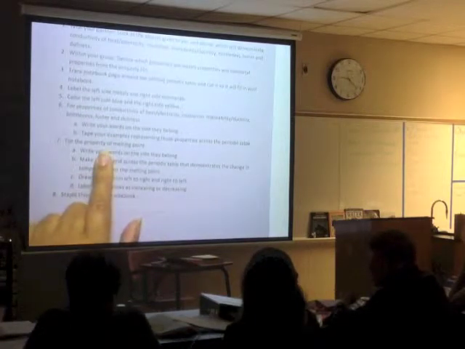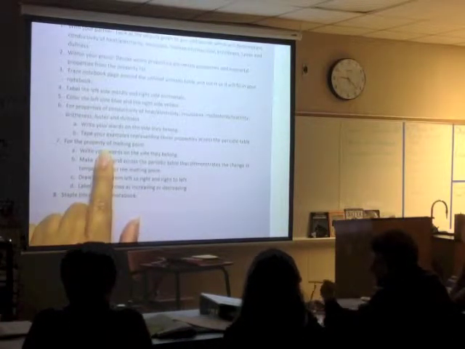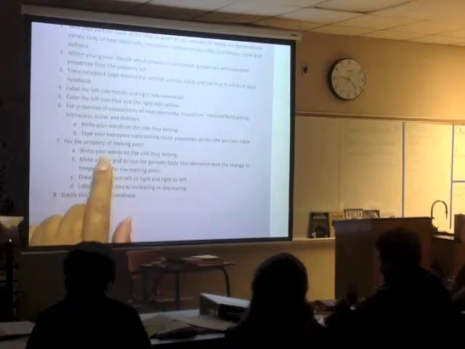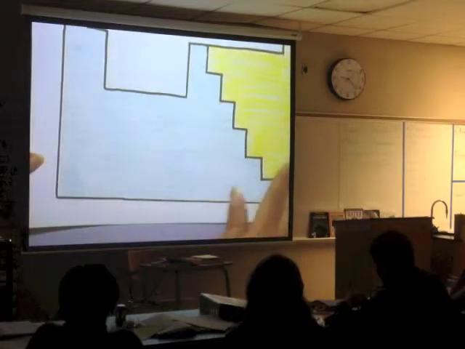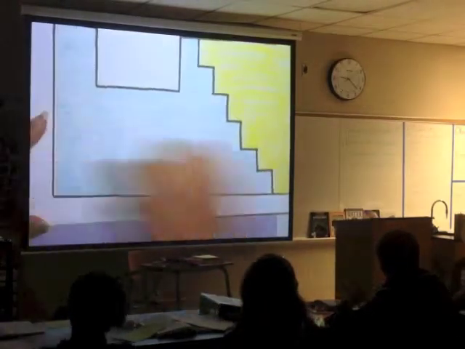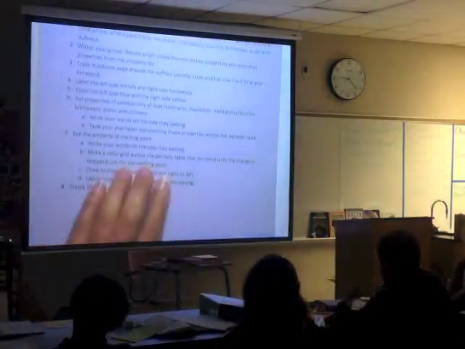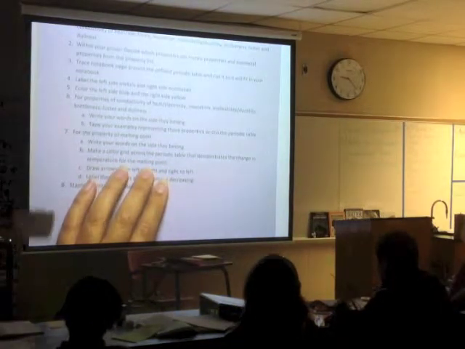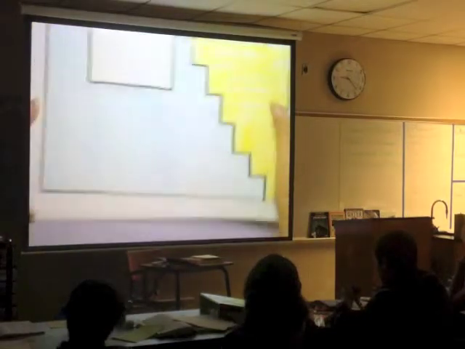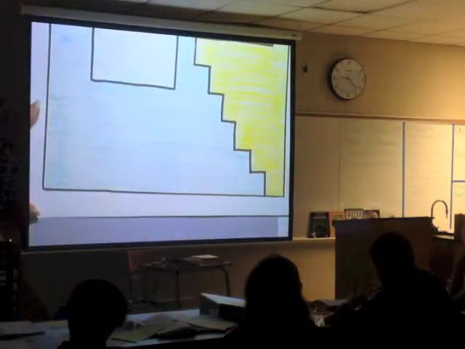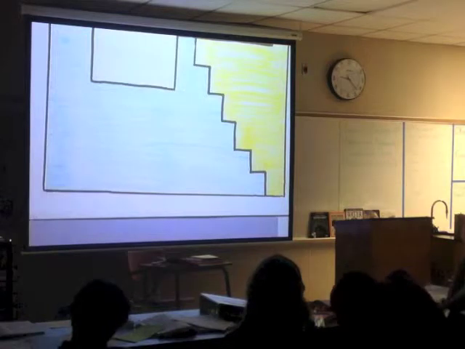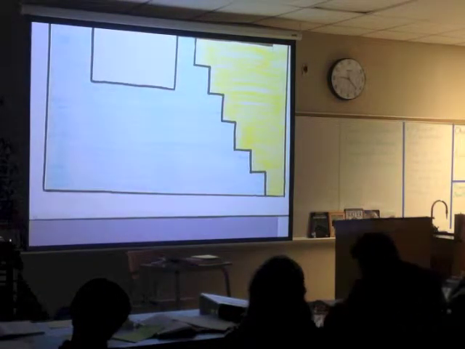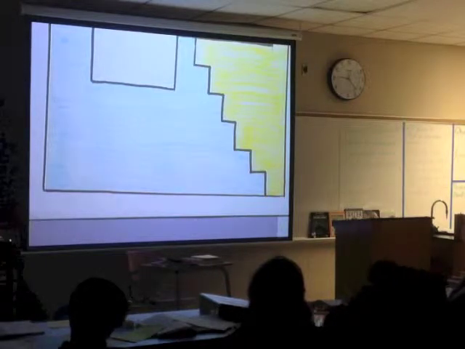Now, for the property of melting point, you're going to write your words on the side that they belong. So once again, if it's high melting, low melting, whatever you think it belongs, I would do this all the way at the bottom. And you're going to write your words and you're going to make a color grid. A color grid basically just means a long box with colors. So you're having high melting point and low melting point. What colors do you think you should use? Red and blue.